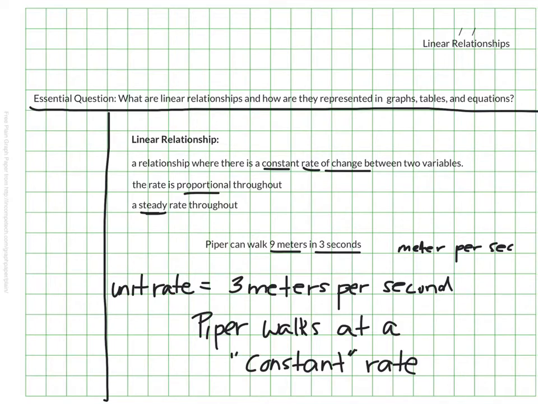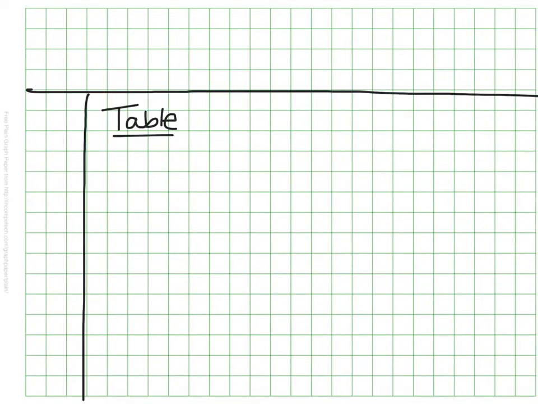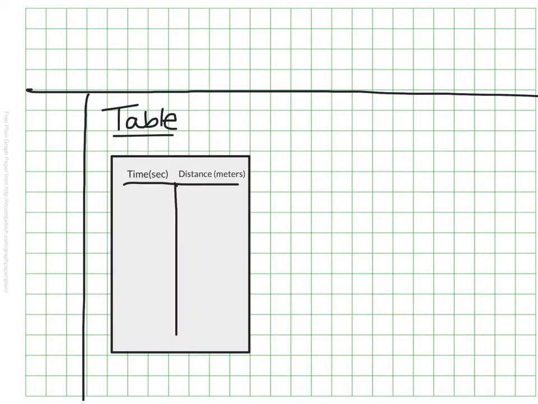And we're going to represent her speed in 3 different ways. The first way is with a table. So we're going to make a table that uses the 2 quantities in her ratio, time and distance, how far she can go and how long it takes her. So my table has the 2 quantities of her ratio, time and distance. And let me just remind us that she is walking 3 meters per second.